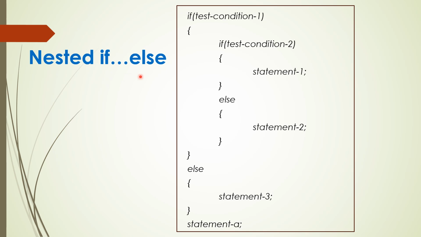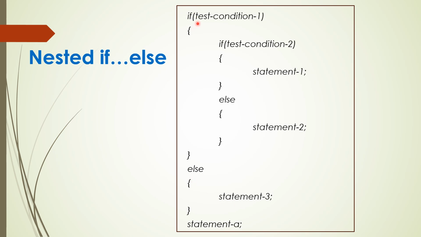Next is nested if else. Here there is a first condition. If the first test condition is true, it enters inside the block. If the first test condition is false, it comes out of this and moves to the else and prints whatever is in the else block.